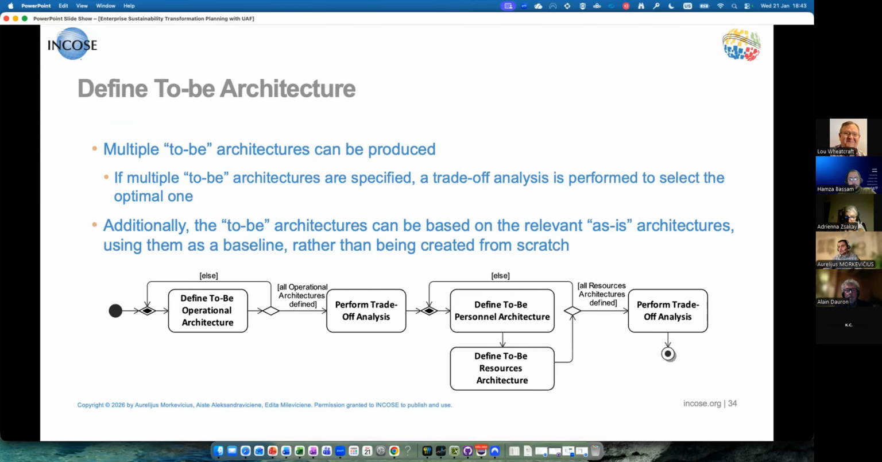That's again a little bit a reminder of the process. So first of all, we define the to-be operational architectures. Then we define the personnel and resource architectures, and we run trade-offs, right? So that we can choose the best possible configurations to address our operational scenarios.